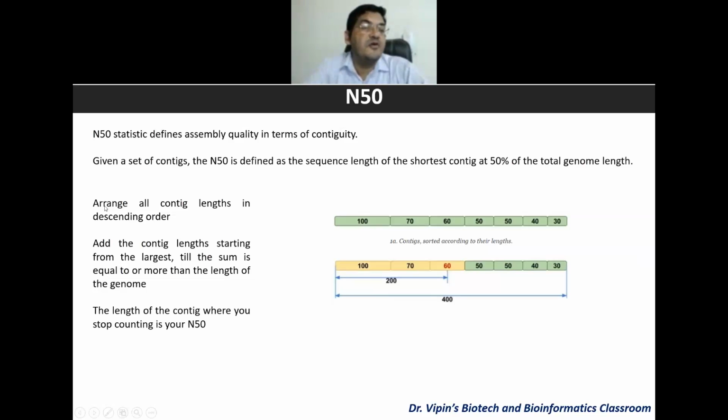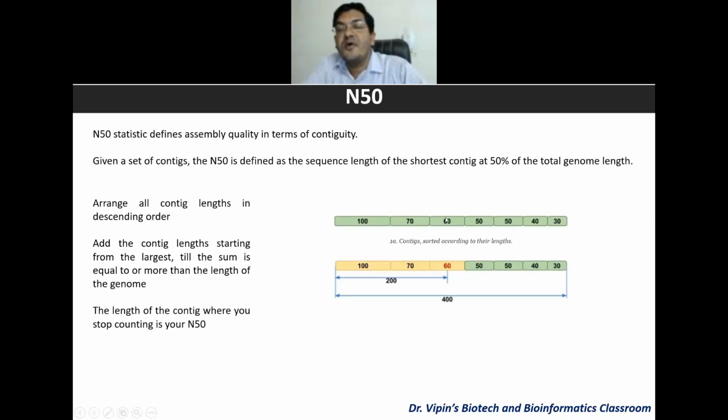So N50 statistics defines assembly quality in terms of contiguity, right? Given a set of contigs, N50 is defined as the sequence length of the shortest contig at 50% of the total genome length. So for example, here you have these contigs: 100, 70, 60, 50, 50, 40, and 30. These are the contig lengths. So the total length is 400.